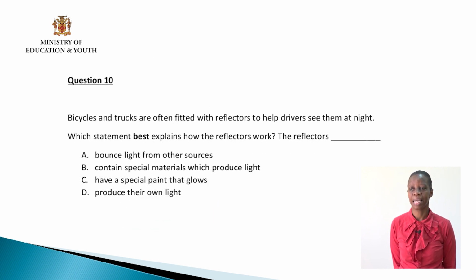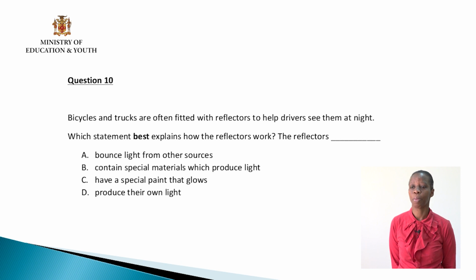All right, we're still in the unit on light, and here is our question. Bicycles and trucks are often fitted with reflectors. You normally see these reflectors on the back of bicycles and on trucks, right? So we have these reflectors on the back of trucks and bicycles to help drivers to see. So the question is, which statement best explains how the reflectors work? So the reflectors, do they bounce light from other sources? Do they contain special materials that produce light? Is that what's happening there?